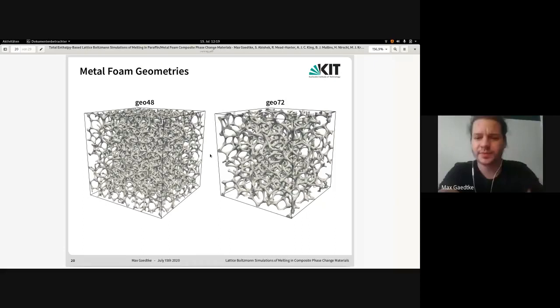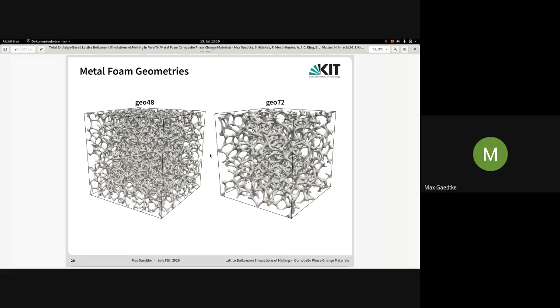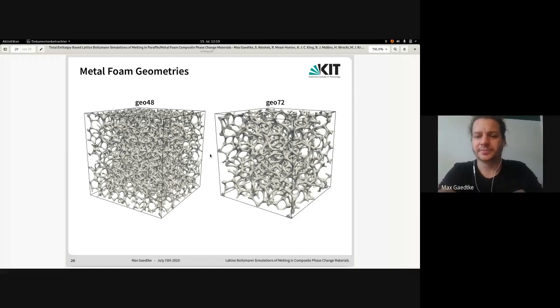There's lots of parameters to look into, and not all of these parameters have been investigated. What's their influence on the melting? So for the next simulations, what the setup was looking like is we had a hot wall at the top of these domains and a cold wall at the bottom. All the other four sides were periodic.